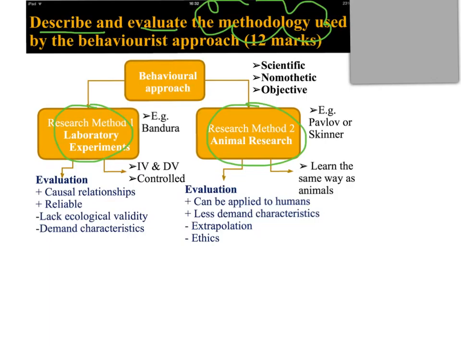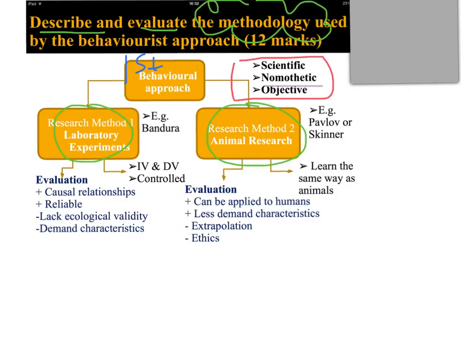So, in answering your question, the first thing that you need to do is just introduce the behavioural approach. Now, one thing that you may want to do, if you're looking for a high-end answer and you're able to do it, is to justify why they use the methods they do. So to state that the behavioural approach takes a scientific route in understanding human behaviour, and so therefore requires evidence that is scientific, and that they wish to establish rules of behaviour, and so therefore that is why they are nomothetic. So there'll be a nomothetic approach.